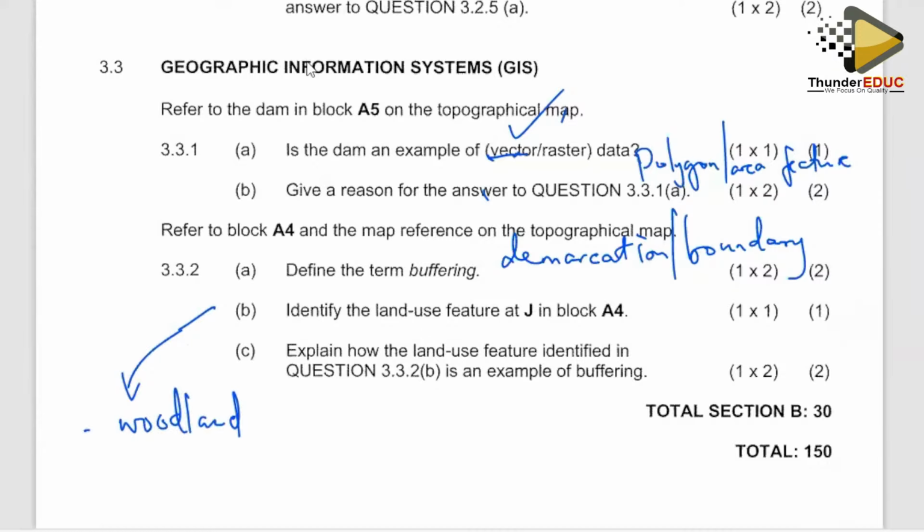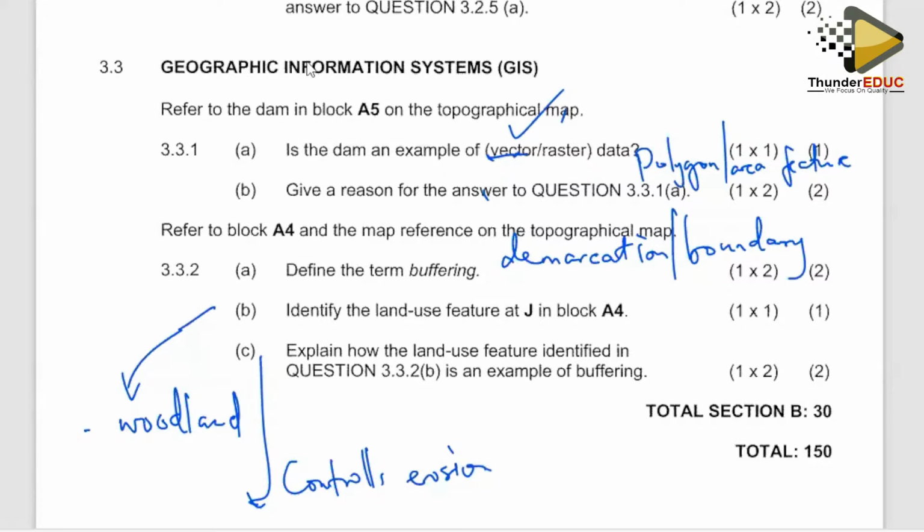Right? Explain how the land use feature identified in question 3.3.2(b) is an example of buffering. Why is that woodland an example of a demarcation or a boundary? Or how does it function as a boundary between the river and the surrounding activities? Right, we can say the woodland is responsible for controlling erosion. It controls erosion.